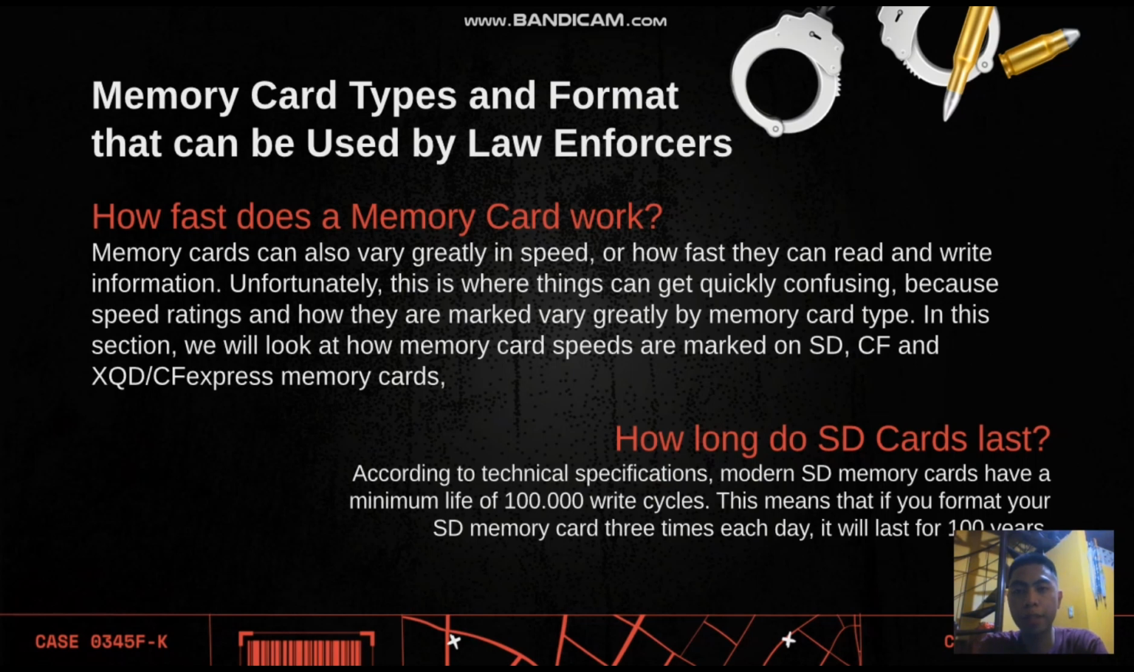Next, memory card types and formats that can be used by law enforcers. How fast does a memory card work? Memory cards can also vary greatly in speed, or how fast they can read and write information. Unfortunately, this is where things can get quickly confusing because speed ratings and how they are marked vary greatly by memory card type. In this section, we will look at how memory card speeds are marked on SD, CF, XQD, or CFexpress memory cards.